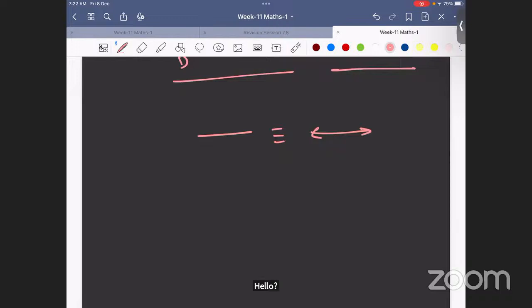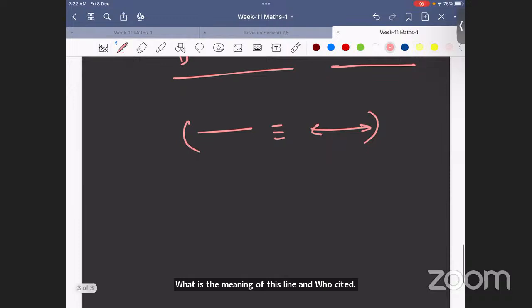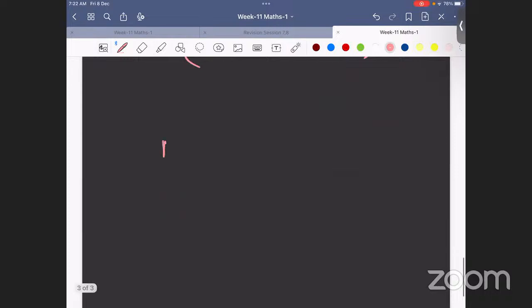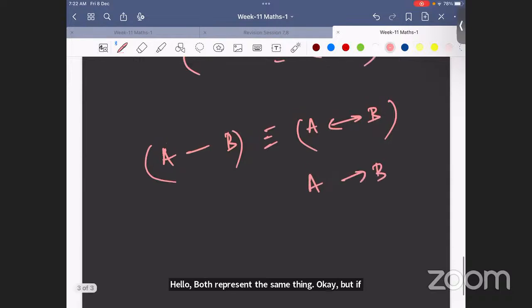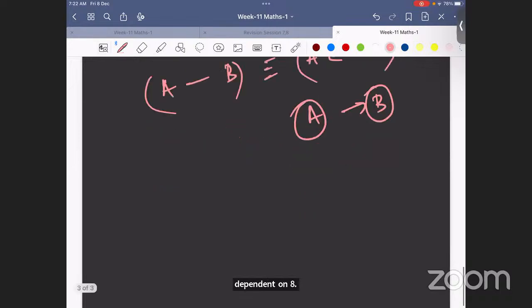What is the meaning of this line and two-sided arrow? Both are the same, right? Basically, whenever you are writing A and B with a line, both represent the same thing. But if you're writing an arrow like this, that means B is dependent on A.